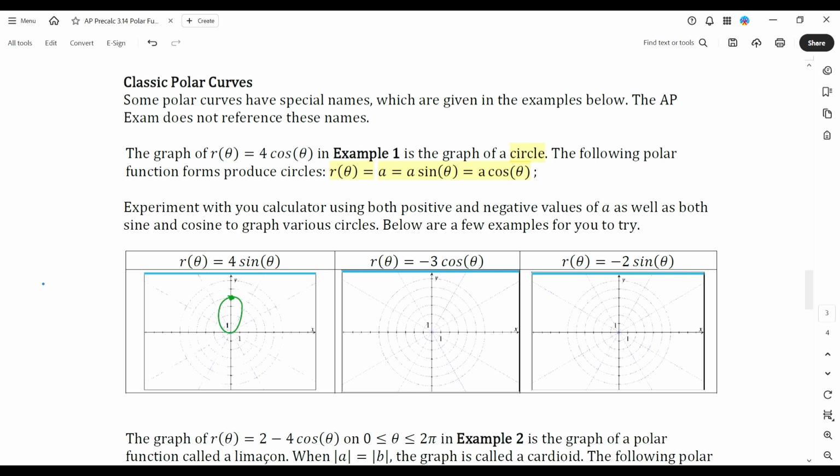Where do you think -3 cosine theta would be? Good. 1, 2, 3. Good. And then -2 sine theta would be right there. Awesome. Okay. So these are circles. We will see circles in lesson 15 as well.